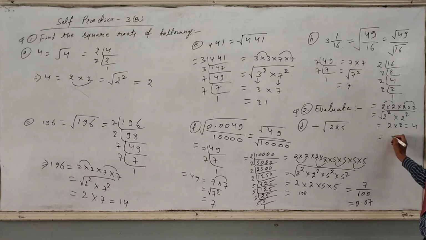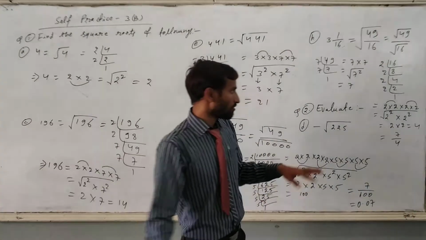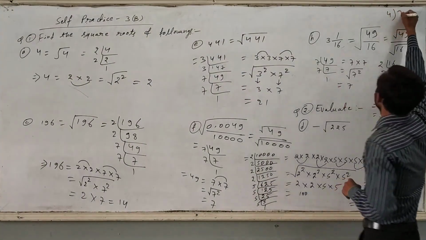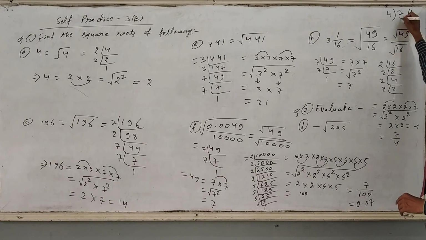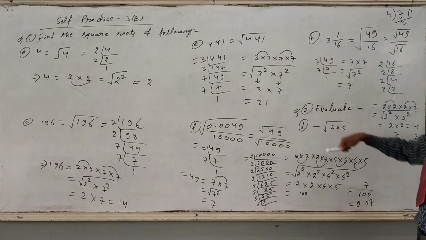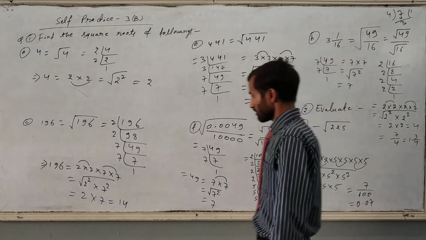So just write down here 7 upon 4. After then you can convert this into a mixed fraction because numerator is greater than denominator. You can divide 7 by 4. That will be 4 1s are 4, so remainder is 3 and quotient is 1. So just write down here 1 3 upon 4. So the square root of this number is 1 whole 3 upon 4. This is the final answer.